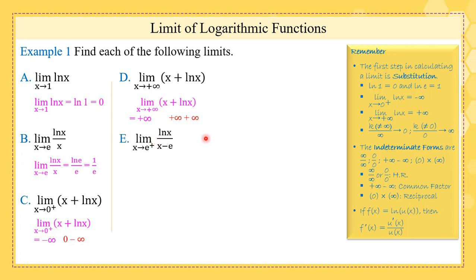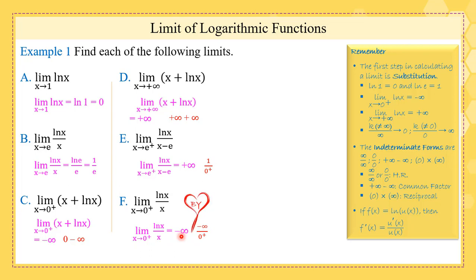Now this limit, by substitution we get ln e over e minus e, which is 1 over 0 plus, which is plus infinity. Now this limit, also by substitution, we get negative infinity over 0 plus, which is negative infinity. Fortunately, this also could be memorized by heart. The limit of ln x over x as x tends to 0 plus is automatically negative infinity.